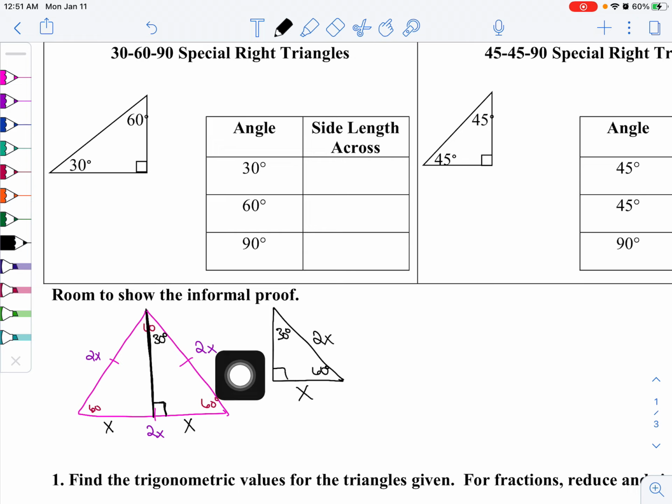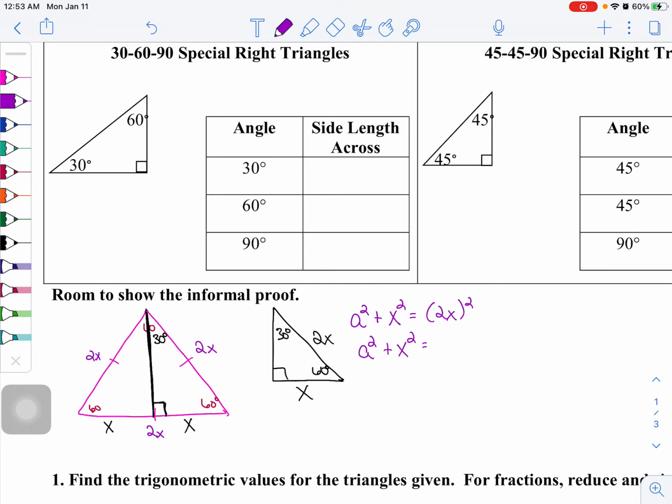Now, I want to find the third side. Knowing that this side is x and this side is 2x and I'm dealing with a right triangle, I can use the Pythagorean theorem. It's going to look a little bit weird, but that's okay. I'm going to call the missing side a. So a squared plus x squared is equal to (2x) squared.